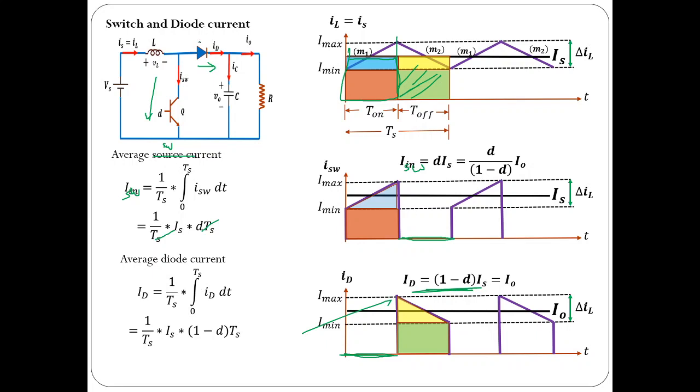And directly, from observation, you can see ID is equal to IC plus I naught, and if you compute the average value, the ID average value is the same as the I naught average value, because the average value of current through the capacitance is 0. So the average diode current is the same as the average output current. Okay.